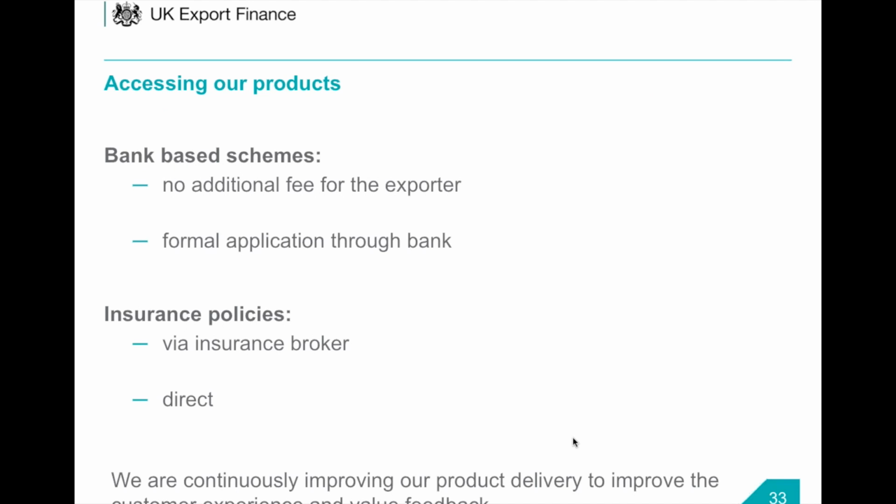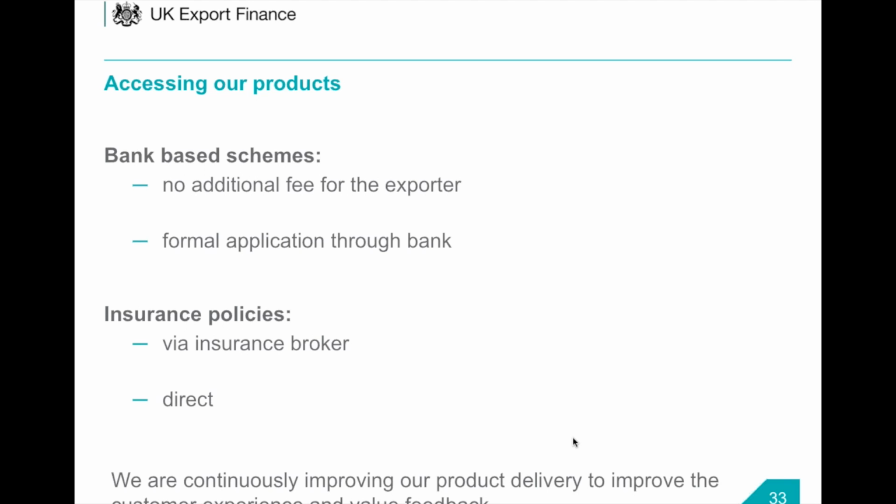So how do you access our products? As I said, it's very important for our bank-based schemes that you're speaking to your bank, that you have a dialogue about your plans. Your bank hopefully will be in a position to meet those themselves. If we are involved, then you approach us through your bank, and there'll be no additional fee from UK Export Finance for your application. In terms of our insurance policies, you can approach us through an insurance broker. We have a list including Susan Ross at Aon on our website that you can find, or you can apply to us direct. Again, there isn't any charge related to that. We of course charge a premium in relation to the risk.